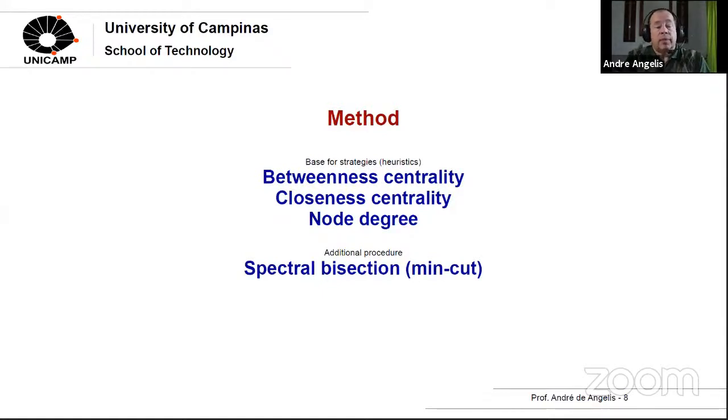Our method was the development of a set of strategies based on betweenness centrality, closeness centrality, and node degree, and the combinations of these three elements. We used an additional procedure, namely spectral bisection or mincut, that separates the network into partitions of similar sizes, and each endpoint of the edge is chosen from one of the partitions.